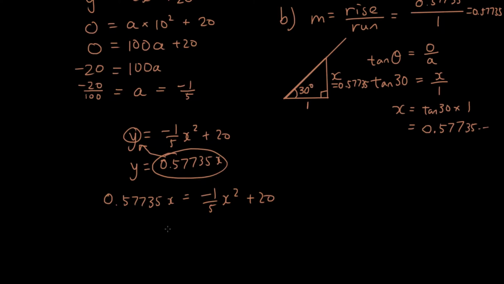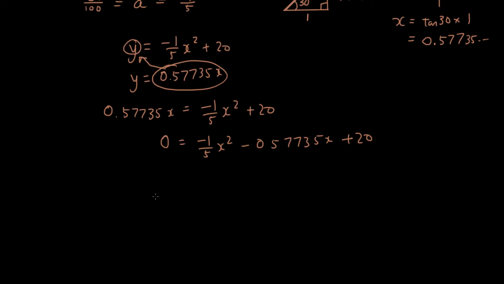And then if I rearrange it to put everything on one side, I will have 0 equals negative 1 over 5x squared minus 0.57735x, because I'm moving this to the right of the equal sign, and then plus 20. So now with all this information, I can simply use a quadratic equation solver to tell me what x equals.